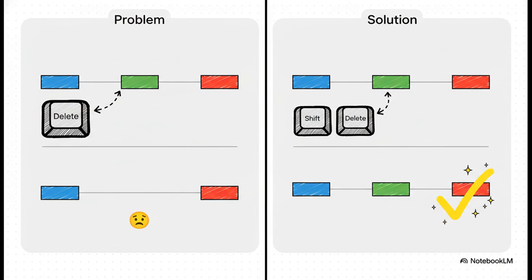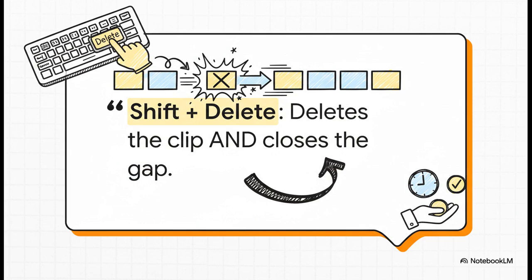Now get ready for a shortcut that will literally save you so much time. Here's the problem. You have a clip in the middle of your sequence that you want to get rid of. If you just select it and hit the normal delete key, poof, it's gone. But it leaves this ugly, empty gap in your timeline that you have to fix manually. There is a much, much better way. And this is the magic trick.